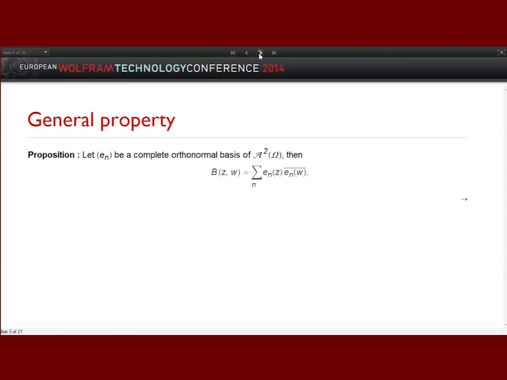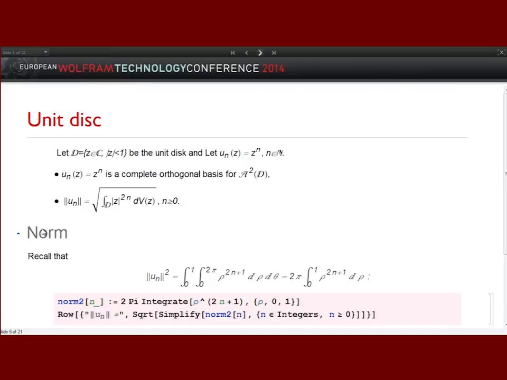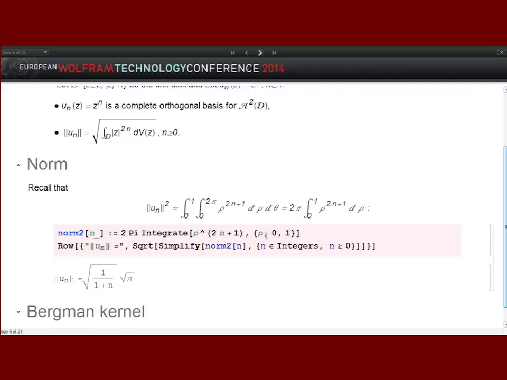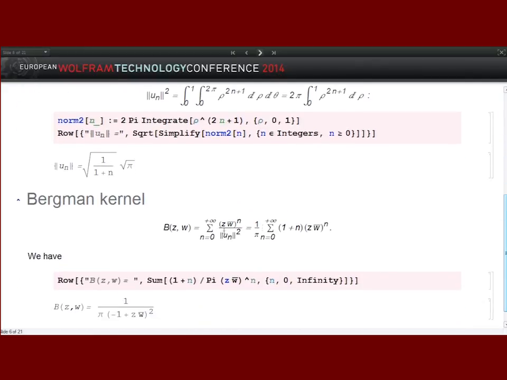Let's first consider a very simple example, the unit disk of C. In this case, I consider the power function Z to the power N, and you know that this is a complete orthogonal basis for the Bergman space A2. And the norm is given by this integral. If I compute the norm, Mathematica gives this with no problem. And with the general property, I obtain the Bergman kernel like that. You start with the power expansion, and directly you have the solution.